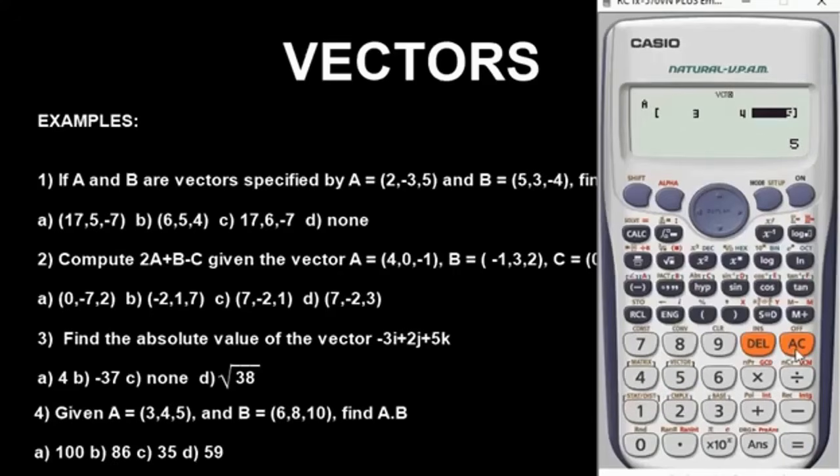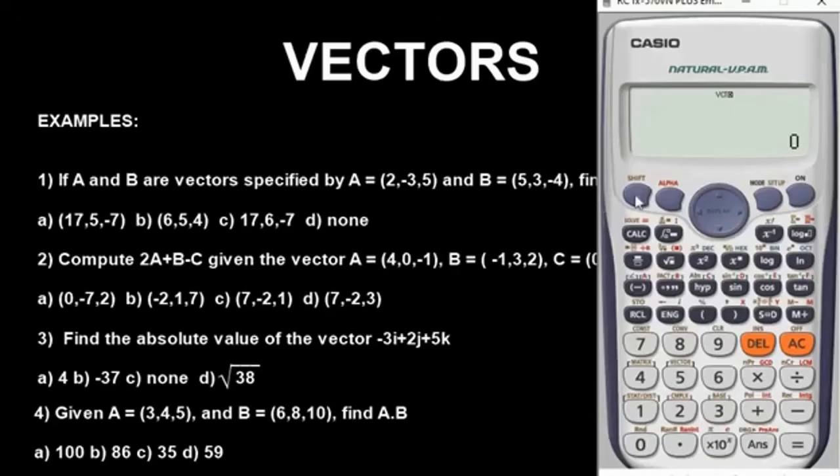So we press shift button 5, data 2, vector B is in 3 dimensions, press 1. So we have 6, 8, and 10. Very, very simple. So right now, let's wipe out these values, knowing that they are already stored in the calculator, and find A dot B.